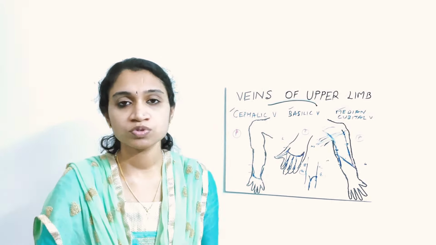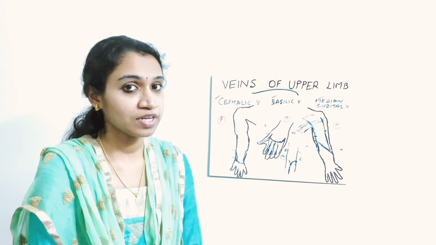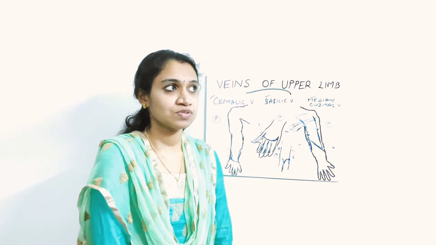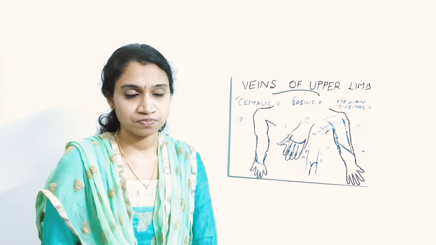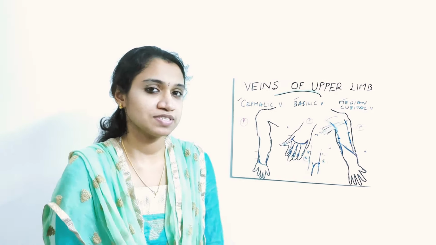Next question. Which group of lymph nodes are related to basilic vein above the elbow? Basilic vein above the elbow. Next question. Which is the vein which is most preferred for cardiac catheterization? Or more specifically, I am asking cephalic or basilic, which is more preferred for cardiac catheterization?